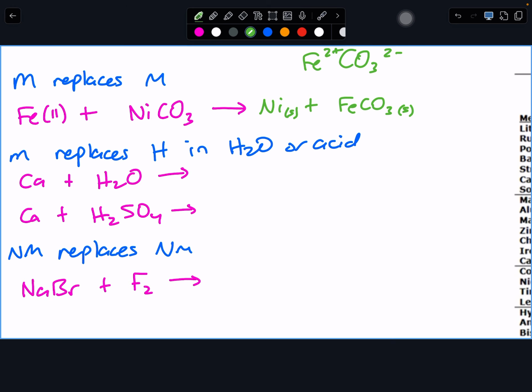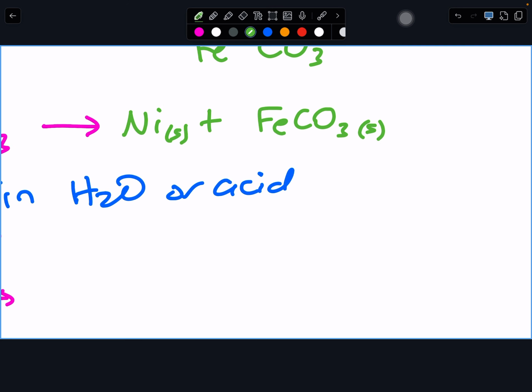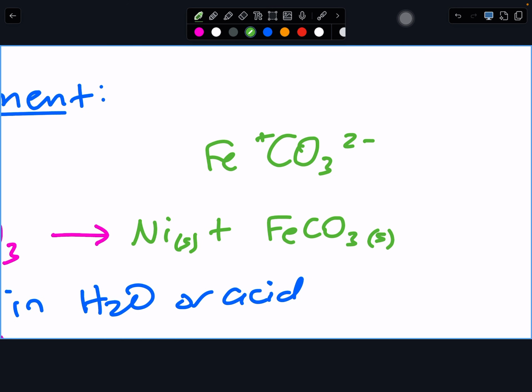Okay, next one I have a metal replacing hydrogen. So my metal is calcium. If Fe's charge was plus, not 2 plus, how would it be written? I would have Fe2CO3. Also, the 2 goes down, because the charges don't cancel out anymore. What if I had a 3 here? Fe2 parentheses CO3 with a 3. Perfect. Okay? So then, that's that one.